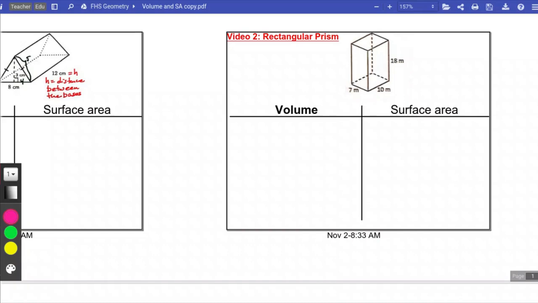Ladies and gentlemen, here comes video number 2. Same thing. Now we're dealing with the rectangular prism. We're going to find the volume and the surface area.